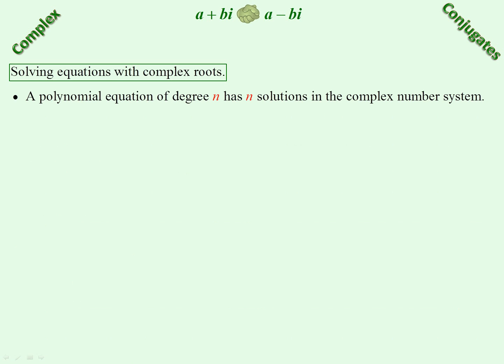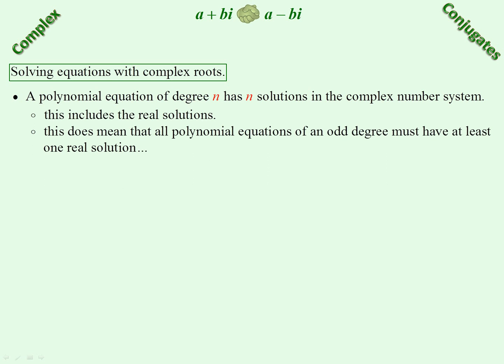Note that a polynomial equation of degree n has n solutions in the complex number system. It doesn't have to have n solutions in the real number system. It might have some unreal solutions, but in the complex number system we include any unreal or imaginary solutions. So just as a little matter of interest, it does mean that all polynomial equations of an odd degree must have at least one real solution.